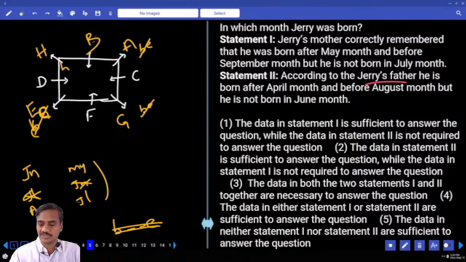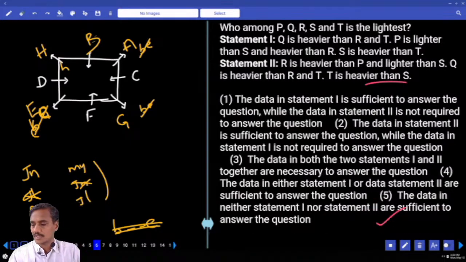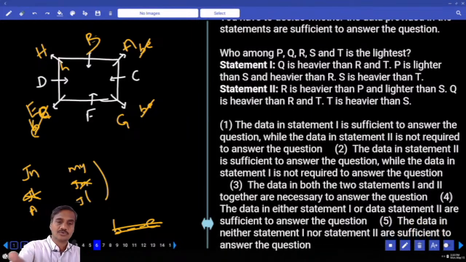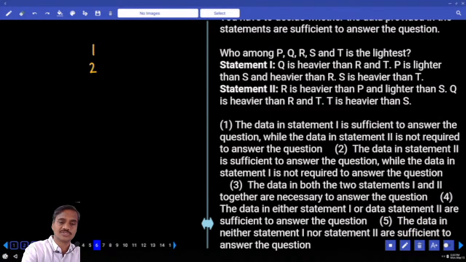Data in both the statements is also not sufficient, choice 5. Then coming to question number 6: who among these 6 persons? Who are those 6? 1, 2, 3, 4, 5, 6. And PQ or SNT. How many people? Only 5 people were there.